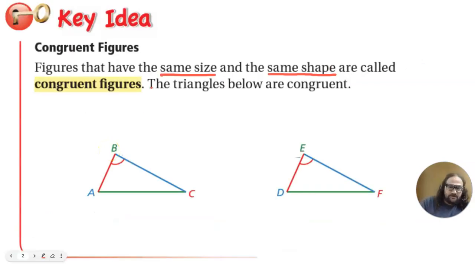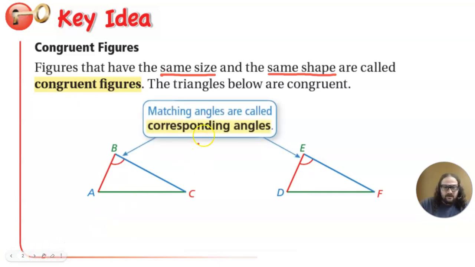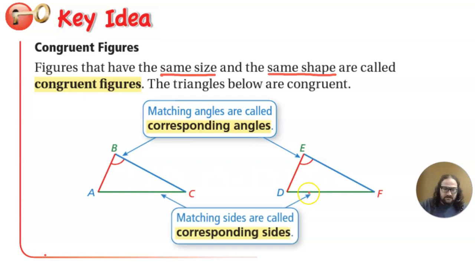So congruent figures have to be the same size and the same shape. And two figures that are the same size and the same shape are called congruent. So these triangles down here are congruent. Saying same size and same shape is a general way. A mathy way to say it is that they have matching angles, and they have matching side lengths.